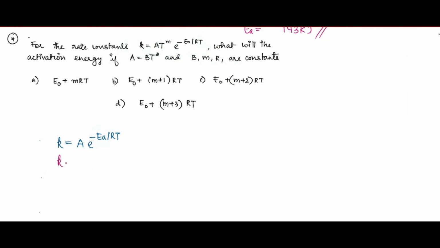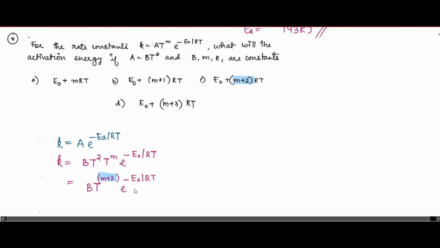They have given K is equal to, in place of the pre-exponential factor A, they say to put BT square, BT square, and then T to the power M, E to the power minus E0 by RT. This is what they have given. Okay. So if I write it again after simplification, I have B T to the power, the base of both is T, so I can add the powers as M plus 2, e to the power minus E0 by RT. If someone has experience, on seeing this M+2 they can match it with the options and mark option C. Option C is the correct answer.